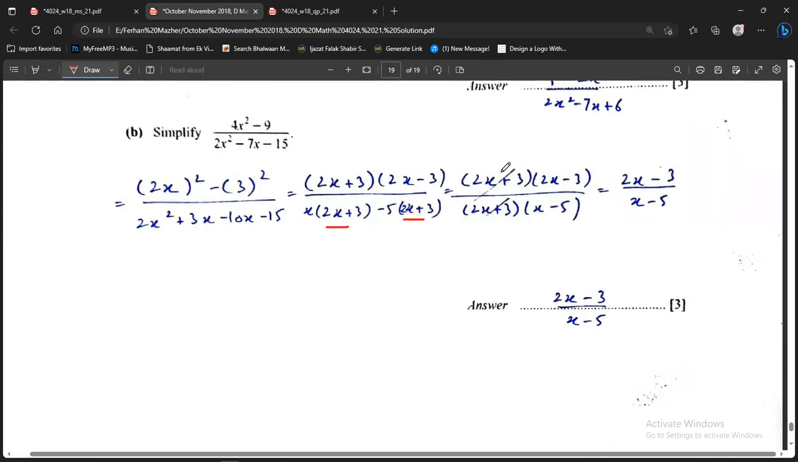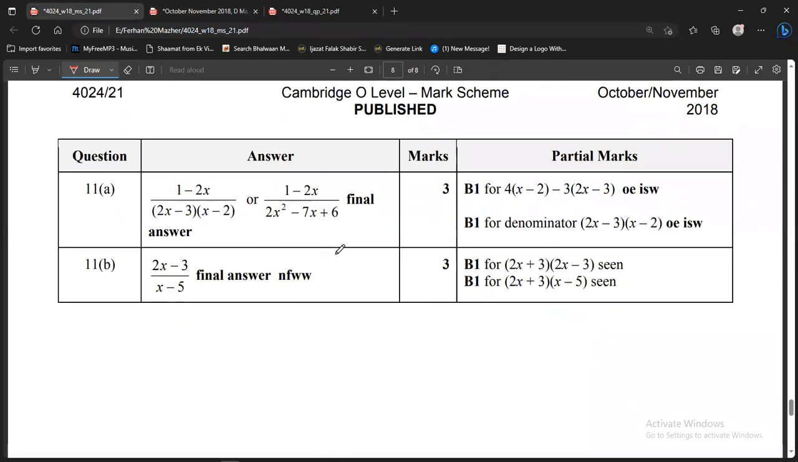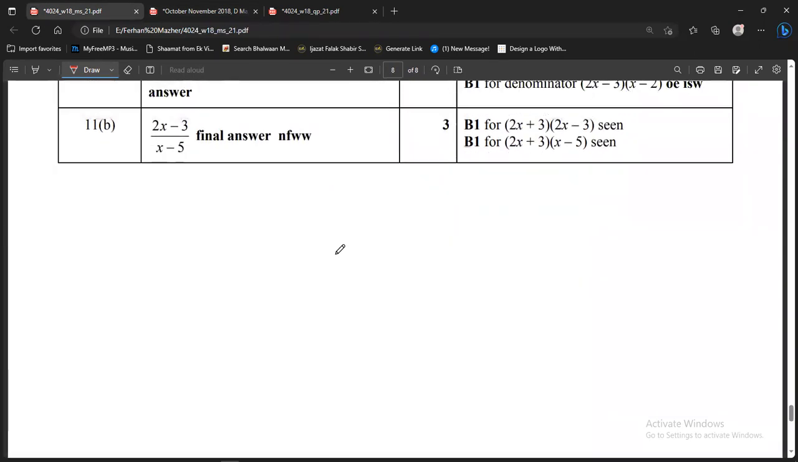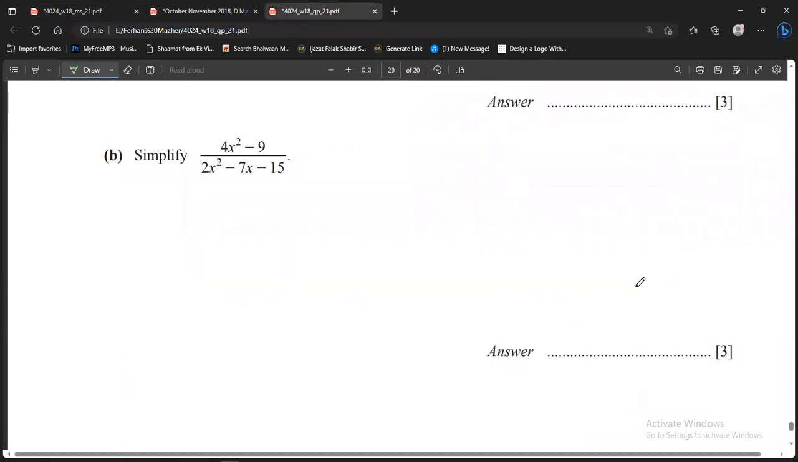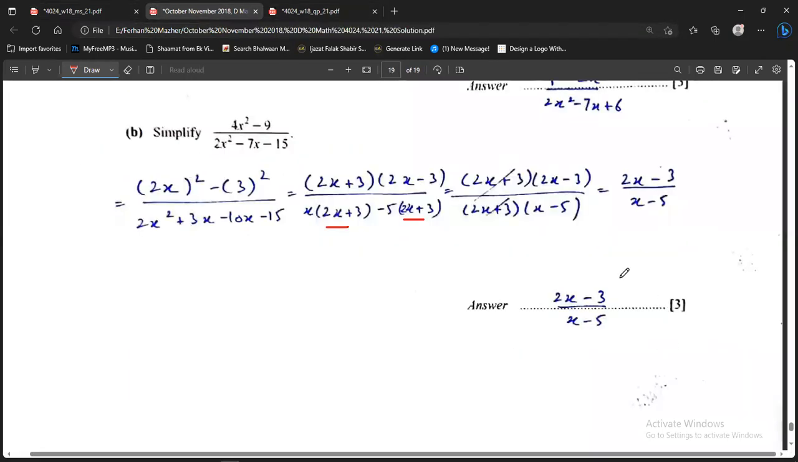So these two will be cancelled. So you will have 2x minus 3 here and x minus 5. So 2x minus 3 divided by x minus 5, that is the answer. So let's check. 2x minus 3 divided by x minus 5 is the right answer, sir. So, sorry. This is the answer.